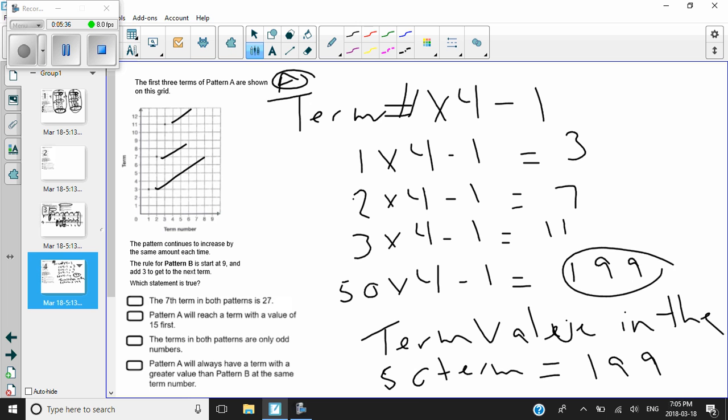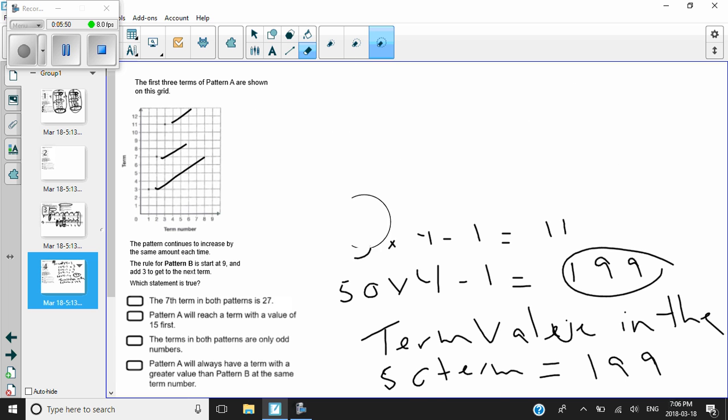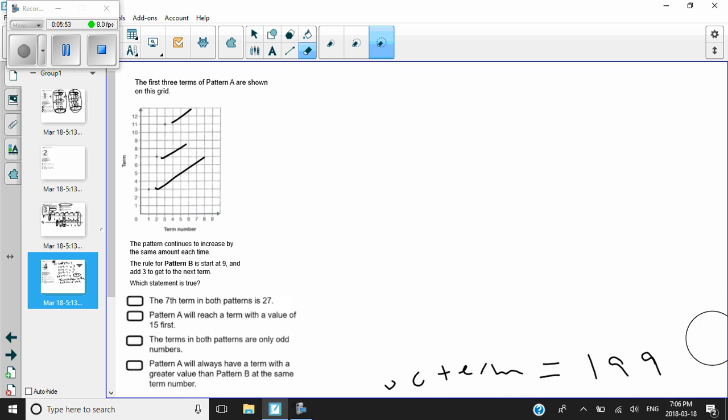I often refer back to my T-chart because then I can check that my answers are okay. You could also refer back to your number line. So that's really good for the first one. Now let's check and see if we can find a rule for the second one. So I'm going to erase that one. Let's see if we can find the rule for the second one.